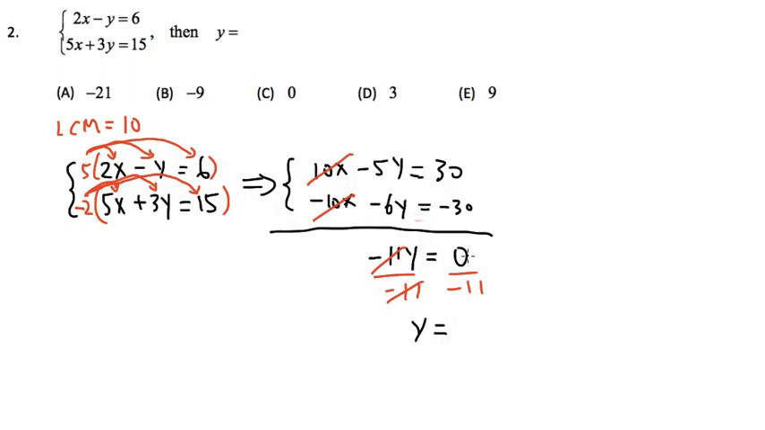Y is equal to 0 divided by any non-zero number. 0 divided by negative 11 is 0. Y is equal to 0, and you see that we get the answer right away because the question is only asking for the y value. Therefore, the answer is choice C. So this is another way to do a system of equations, by getting rid of the variable that you want. So this is it.